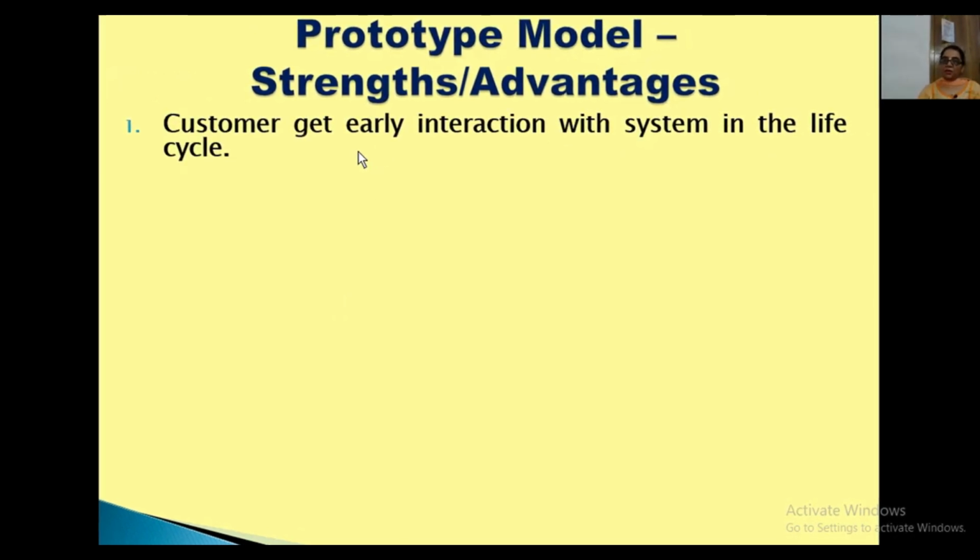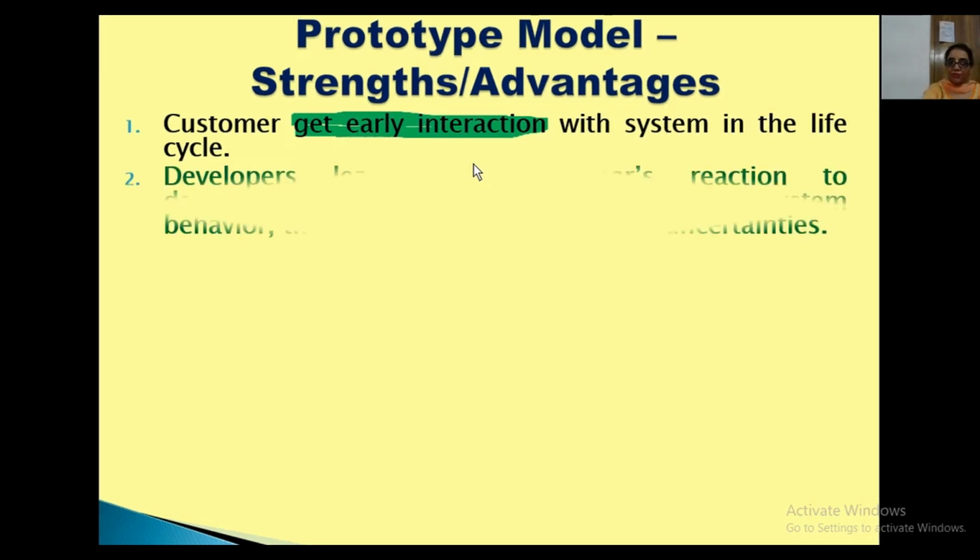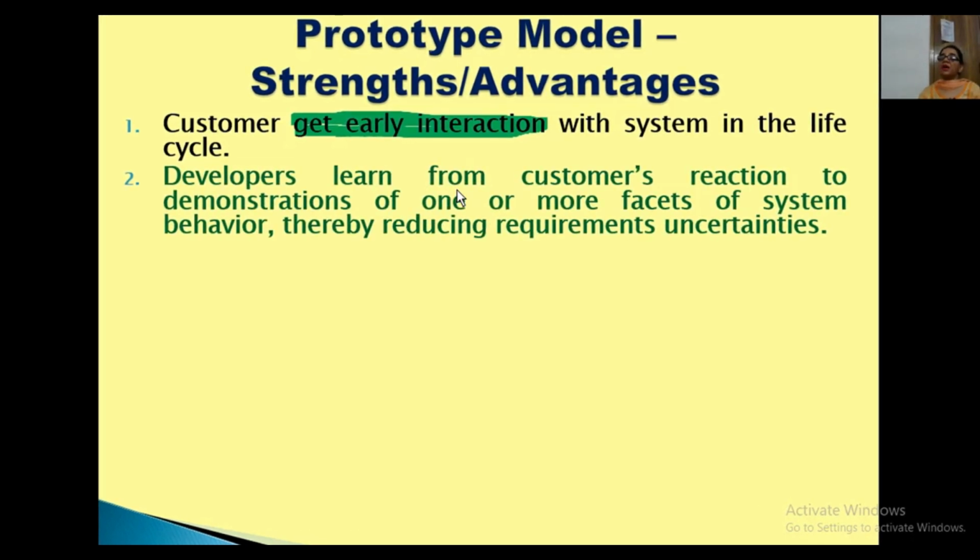Now let's take a look at the advantages or strengths of the prototyping model. Customer can get early interaction with the system in the life cycle. It was a big drawback of the V model and waterfall model that the customer could not interact with the system in the early stages. Here it is solved. Customer can interact with the system early in the life cycle itself, and developers learn from customers' reactions or demonstrations of one or more facets of the system behavior, thereby reducing the system requirements uncertainties.